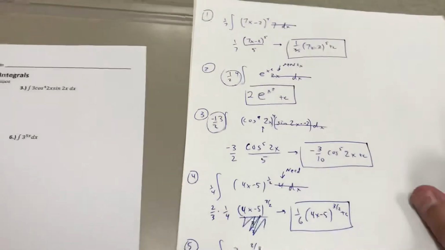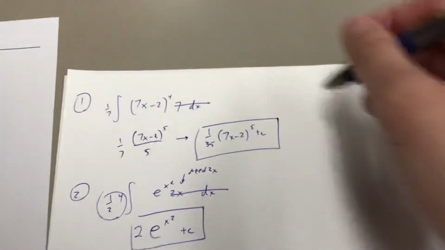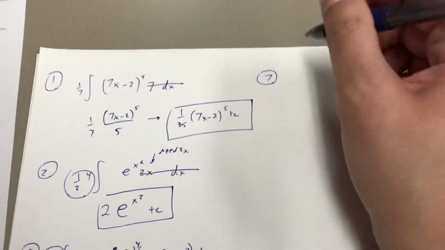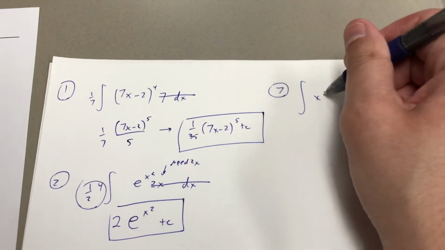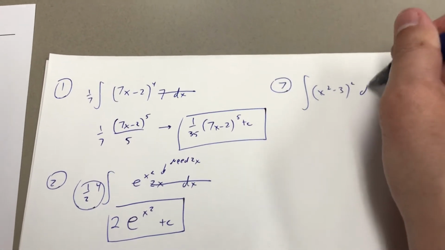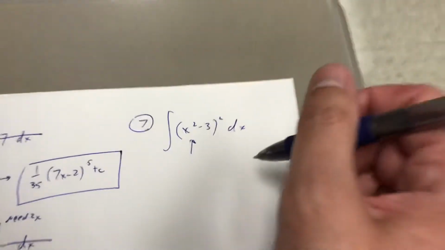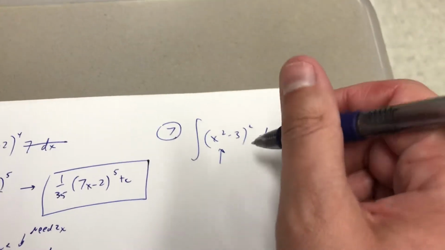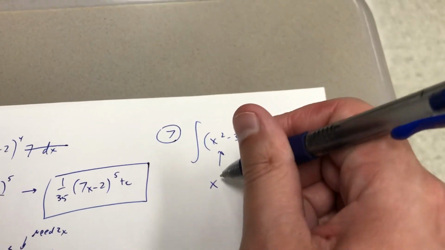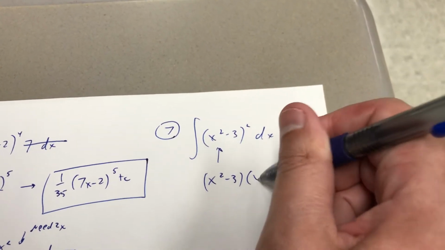All right? Let's see here, I'll try to conserve some paper. Try number 7. 7 is the integral of x squared minus 3 quantity squared dx. Notice the derivative of the inside function is 2x, and we don't have an x out there. So we can't do this unless you FOIL this out. That's really your only option.